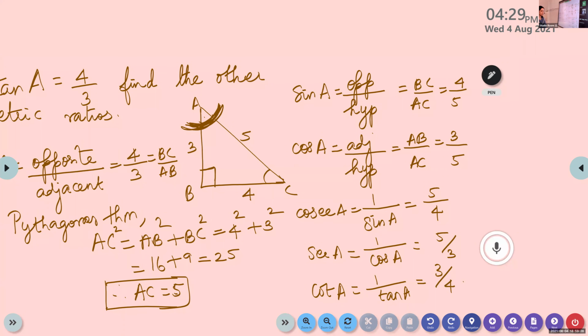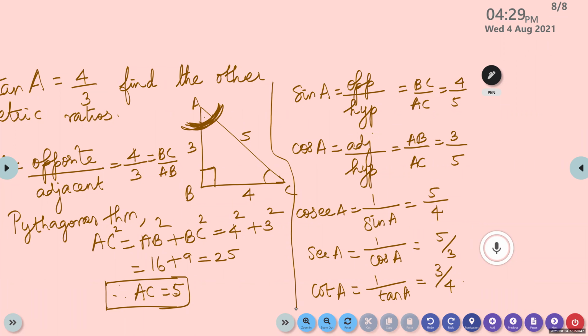Is it okay? Is it clear, children? If you learn the formulas thoroughly, we can do this easily. Is the method clear? Is it okay? Meghna? Yes, ma'am.